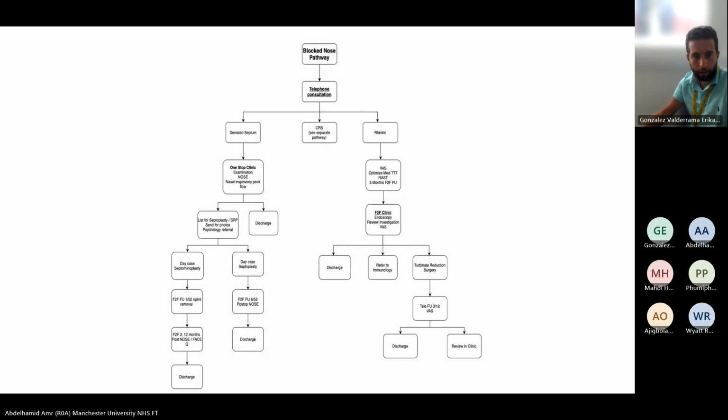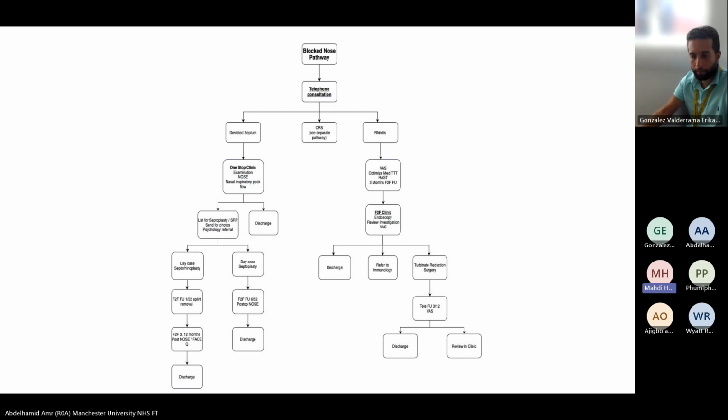Okay, so this is the initial telephone consultation, and on the initial telephone consultation, if you can, streamline them into these three pathways. So there's a separate one for chronic rhinosinusitis that we'll look into next time, I guess, for the sake of time. So those who've got a structural problem will go through that route.